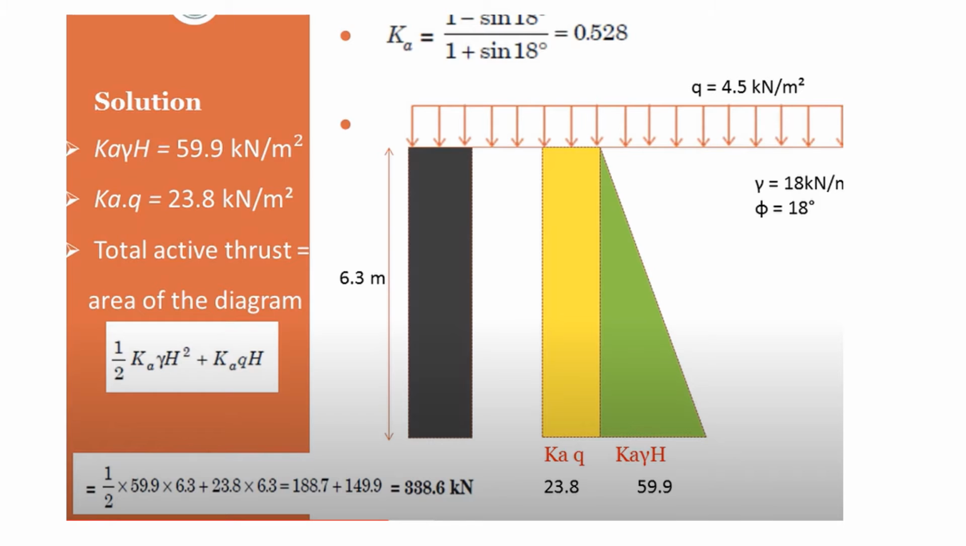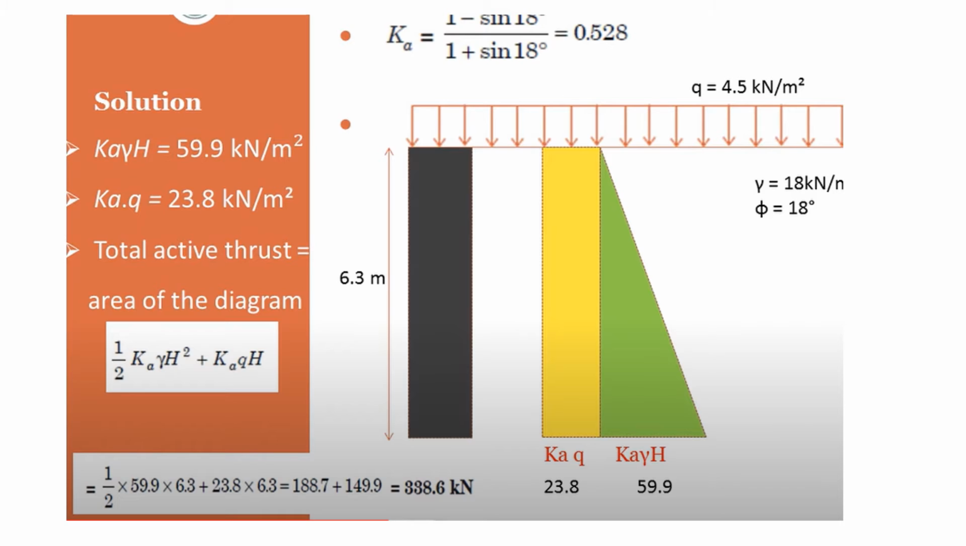So we will be getting the value of the active earth pressure coefficient as 0.528, and substituting the corresponding values we are getting the corresponding pressures, and the total active thrust or force will be obtained by finding out the area of the pressure distribution diagram.